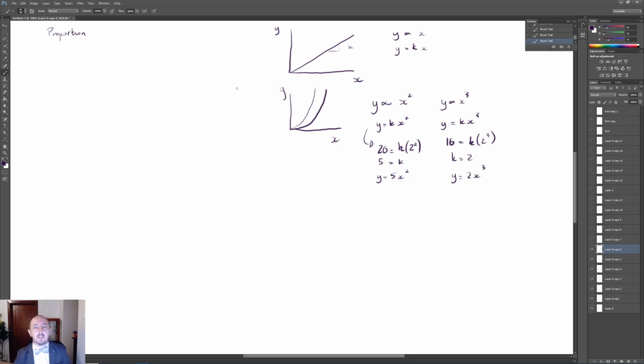Sometimes you have inverse proportion, so in that case, y is proportional to 1 over.